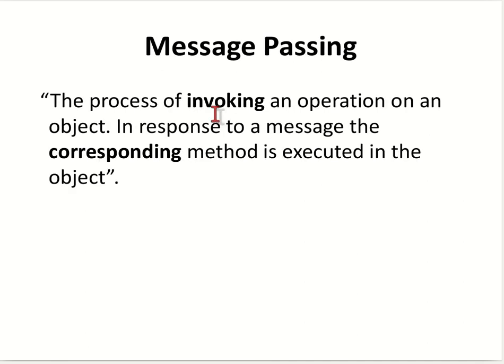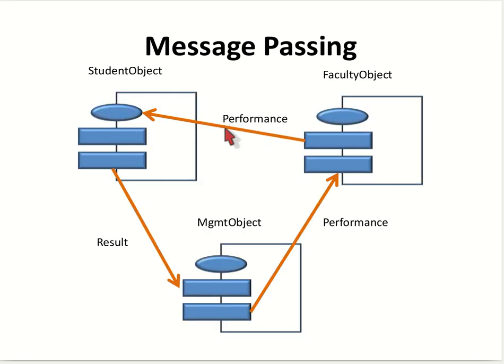The next one is message passing. Actually, it is nothing but invoking an operation on an object. Message passing is what? Invoking an operation on an object. It means it is just a method call or function call of an object. So this is an example of message passing.